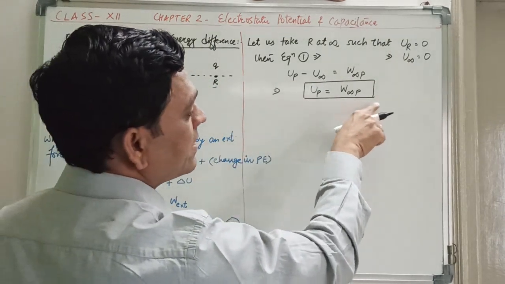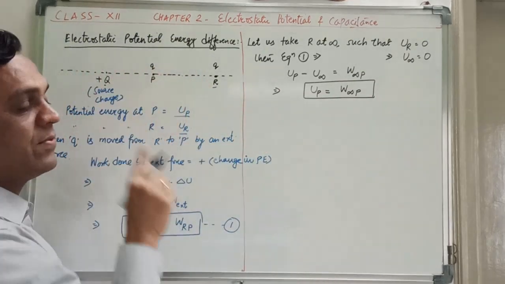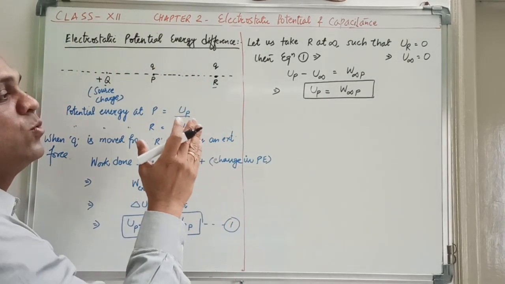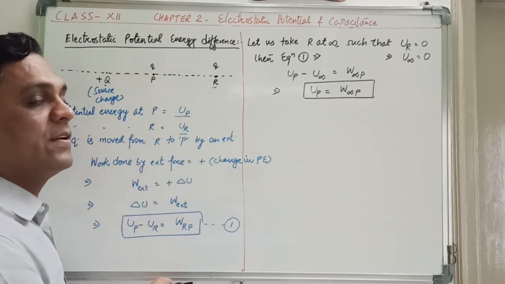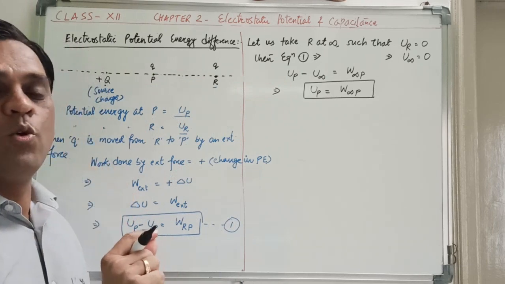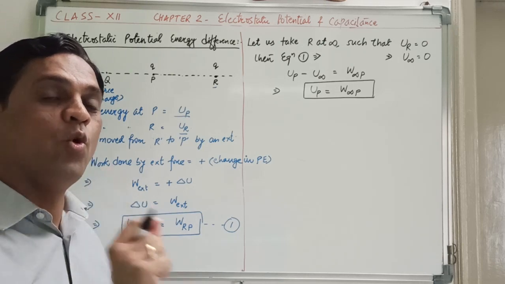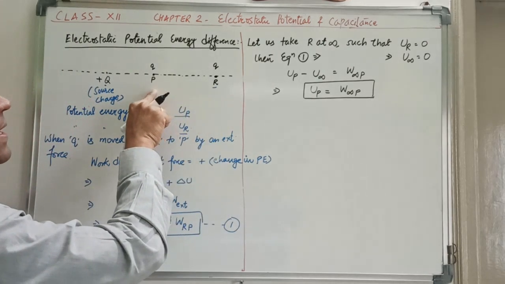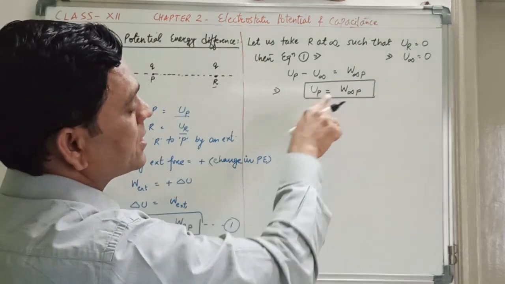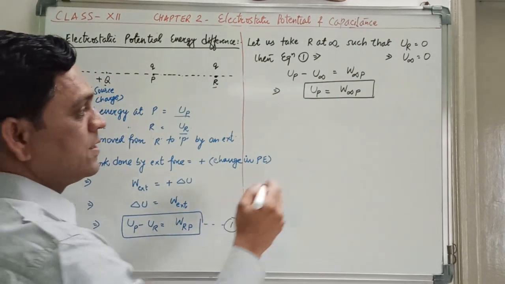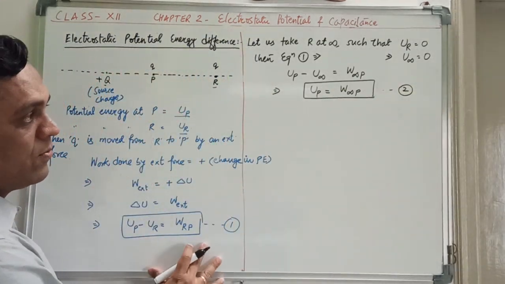Then how can we define this? Electrostatic potential energy at any point P is defined as the work done to bring a charged particle from infinity to the given point at a very slow rate, or alternatively without acceleration, such that there is no change in kinetic energy of the charged particle here, correct? So UP is equal to W infinity P. This becomes equation number 2. So the potential energy has been defined in terms of work done here.